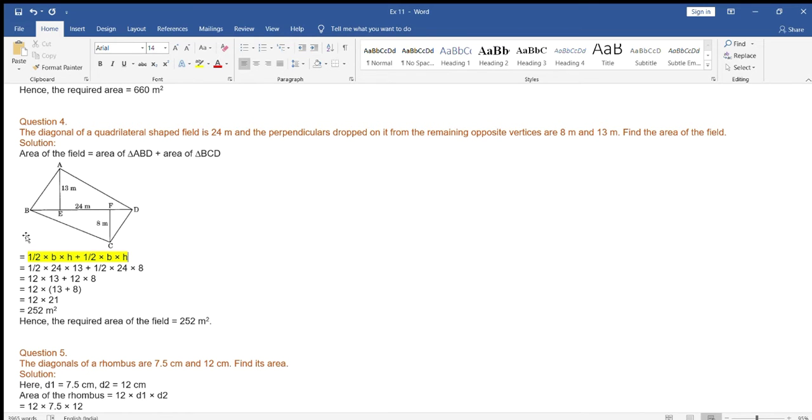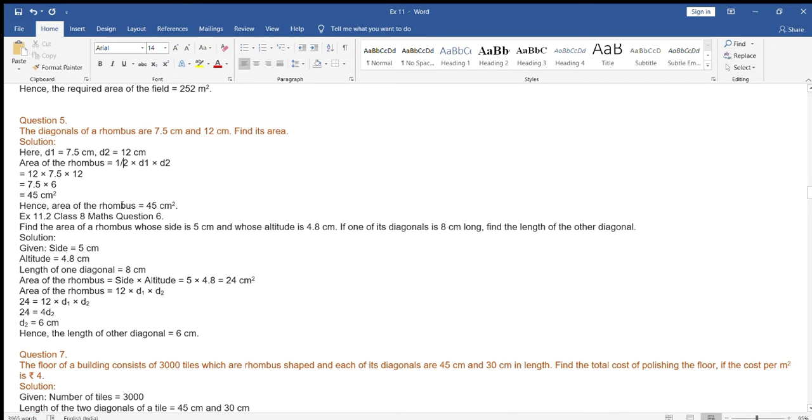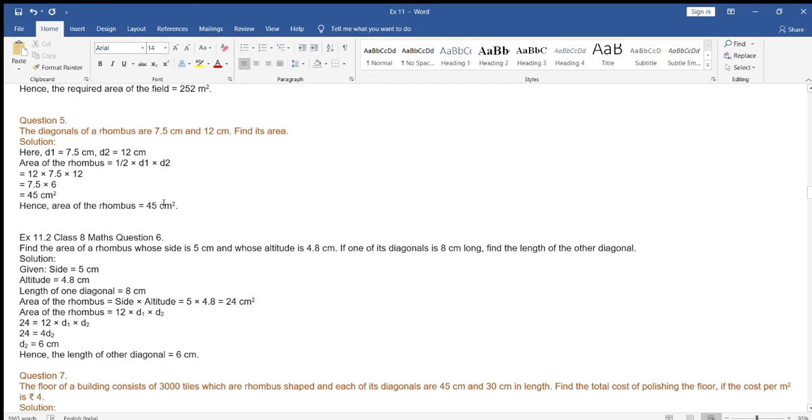Okay, now just see our next question, question number 5. In question number 5, the diagonals of a rhombus are given. You have to find its area. This is a very simple question. We know the area of a rhombus is half into d1 into d2, where d1 and d2 are the diagonals of the rhombus. So simply putting the values in the formula, we can find the area.